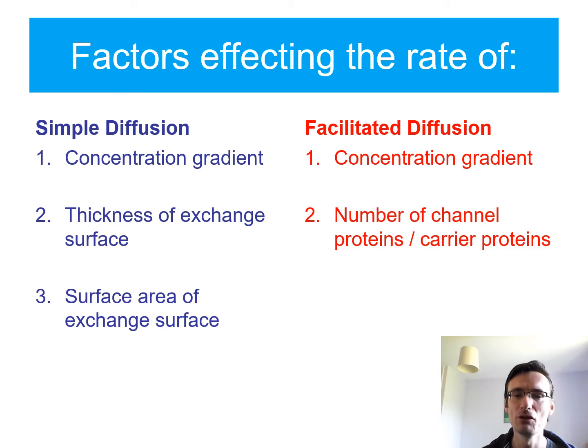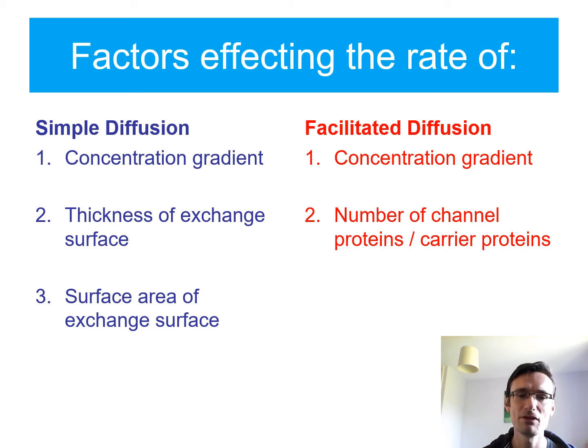What affects the rate of diffusion? Quite a common question where they might give you graphs in the exam. Simple diffusion is affected by the concentration gradient, as is obviously facilitated diffusion. The higher to lower will have a big effect on the rate of diffusion. It is also about the thickness of the exchange surface in simple diffusion.